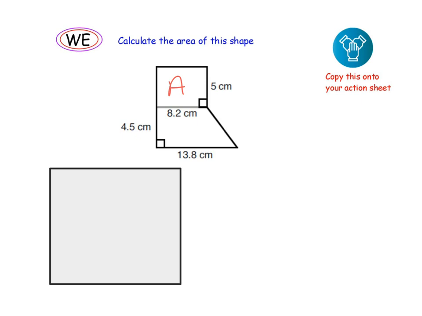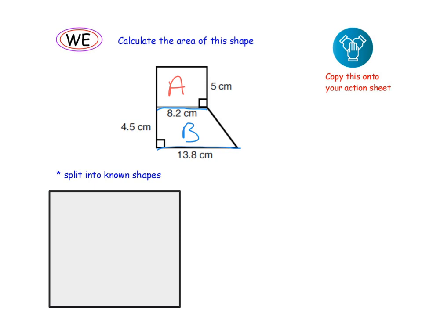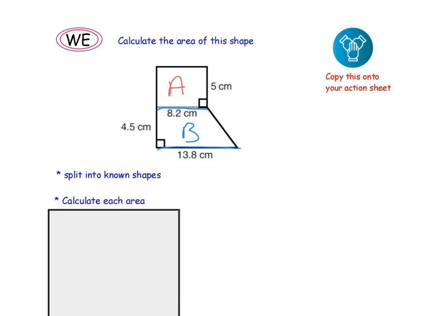And the bottom shape has one set of parallel sides. So this is a trapezium. One set of parallel sides, that's a trapezium. So we've split this compound shape into two known shapes. Now we're going to calculate each area. Okay, need a bit of space here.